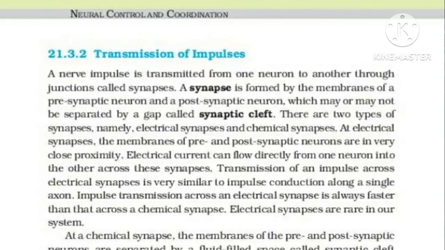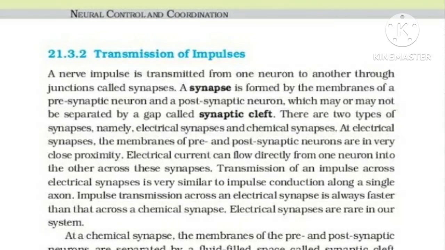21.3.2 Transmission of impulses. A nerve impulse is transmitted from one neuron to another through junctions called synapses. A synapse is formed by the membranes of a presynaptic neuron and a postsynaptic neuron, which may or may not be separated by a gap called synaptic cleft. There are two types of synapses, namely electrical synapse and chemical synapse.